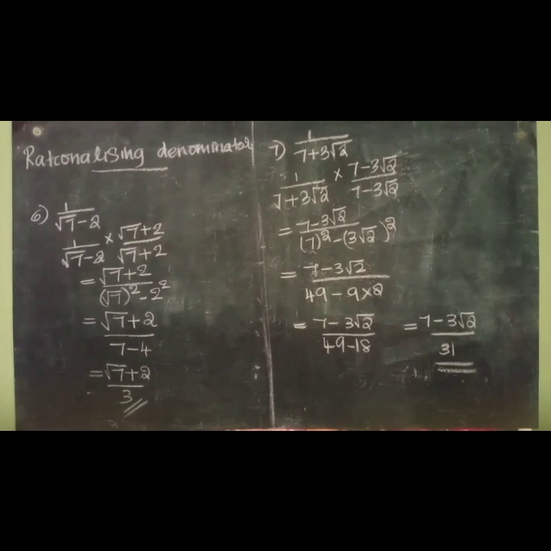Next question, 1 by root 7 minus 2. So 1 by root 7 minus 2 into root 7 plus 2 by root 7 plus 2. That is equal to root 7 plus 2 by root 7 square minus 2 square. A plus b into a minus b. So that is equal to root 7 plus 2 by 7 minus 4. That is equal to root 7 plus 2 by 3.